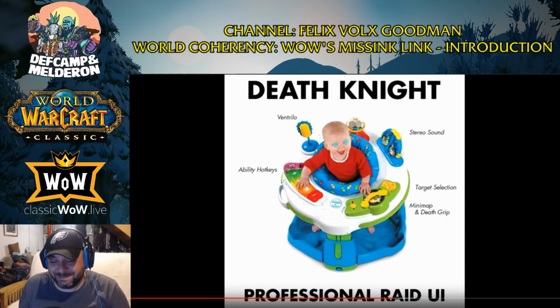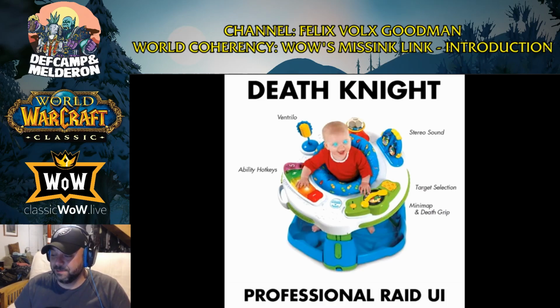For someone who mained a Death Knight from Wrath on, I can concur that is exactly what it's like playing a Death Knight. You just basically smash your head on those colored things right there where the baby's right hand is, and that's your DPS. That's just how you do it.